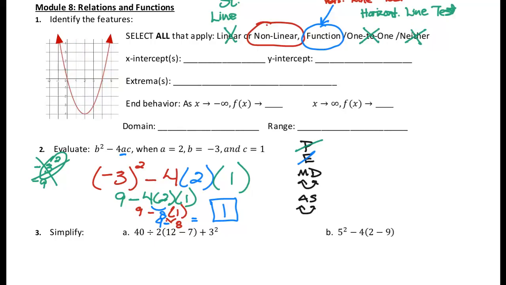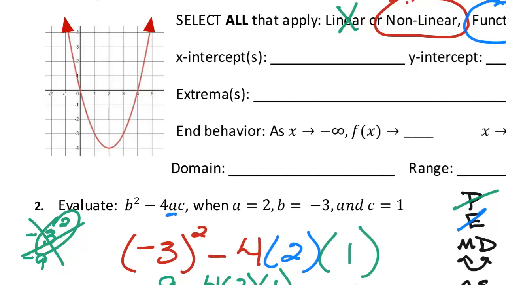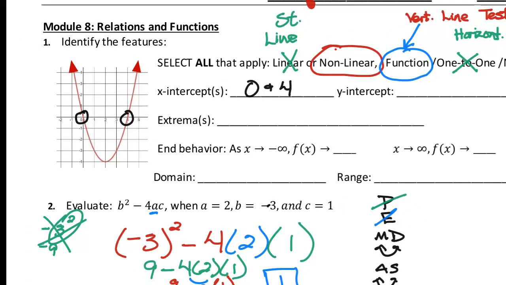Okay, intercepts. I'm going to get rid of this because sometimes it's easier. What are my x-intercepts, where it crosses the x-axis? Come on, don't be shy. Shout it out. What is it? 0 and 4. Don't put 0, 4. That is a point. Okay, that is an ordered pair. 0 and 4. How about the y-intercept?